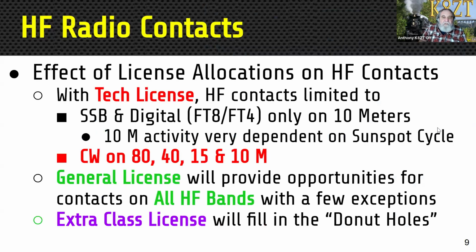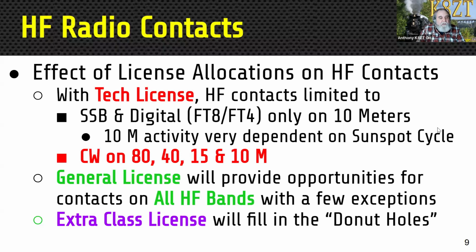So the effect of the license allocation system in the US on the HF bands. With a tech license, HF contacts are limited to single sideband and digital, such as FT8 and FT4, only on 10 meters. 10 meter activity, unfortunately, is very dependent on the sunspot cycle. We're in a good spot right now, but in 3 or 4 years, sunspot activity will die down. Those bands will not be that active. But technicians do have privileges. They're sort of inherited privileges from the old novice days of CW allocations on 80, 40, 15, and 10 meters.